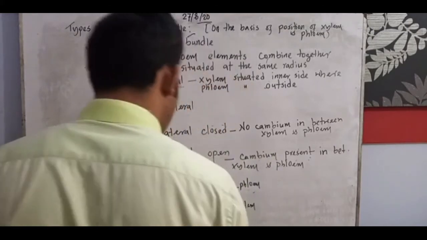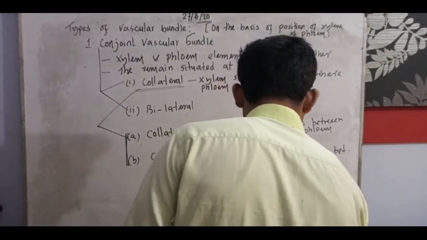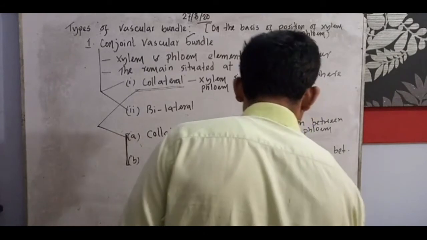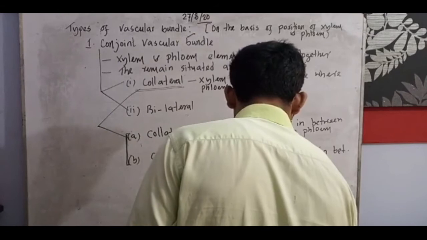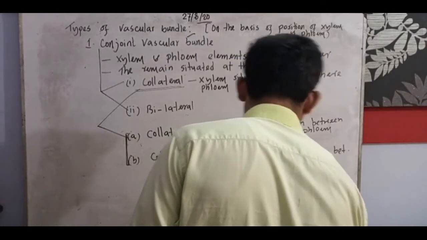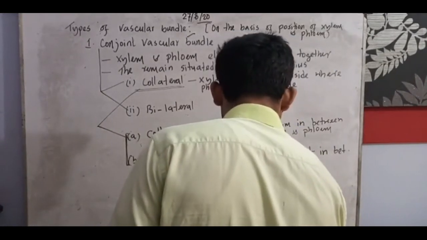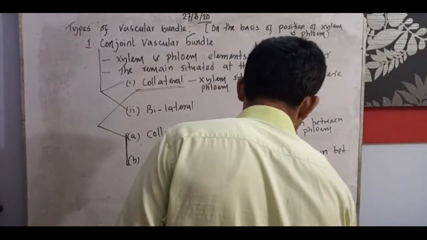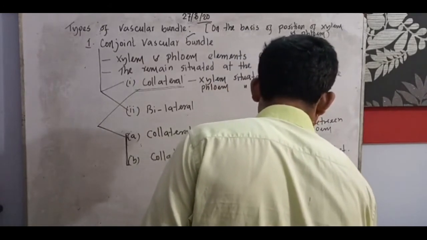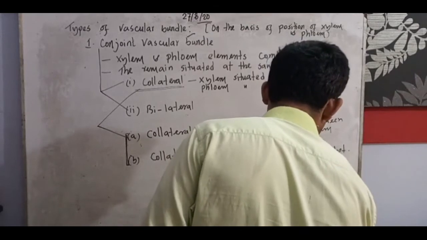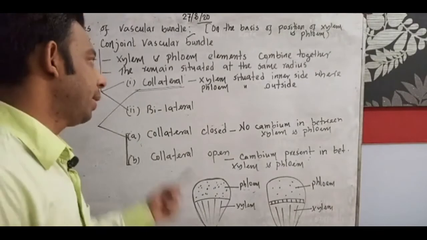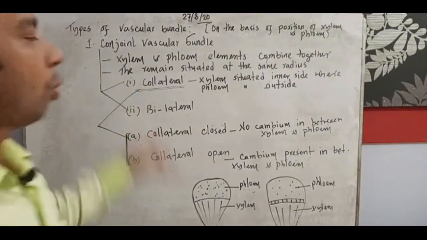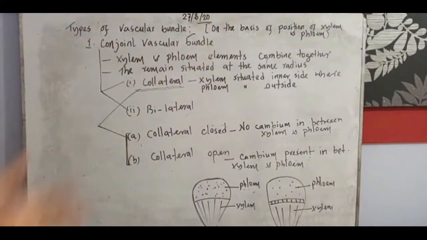And I draw another figure. Look at here. In between them, I draw a cambium layer, in this way. Similarly, phloem and xylem. Okay, by the way, now we need to understand what we have discussed here.